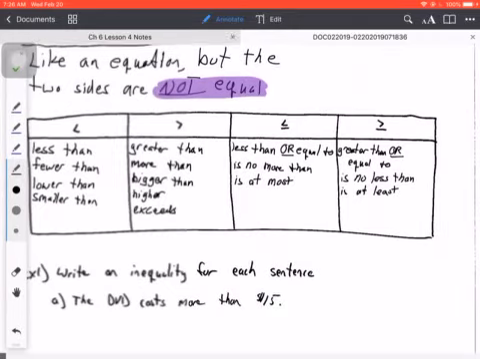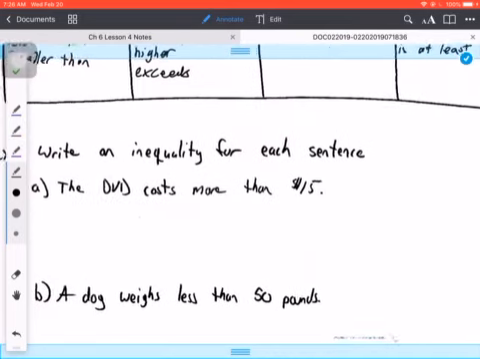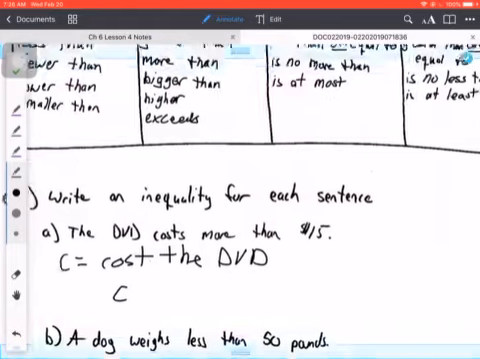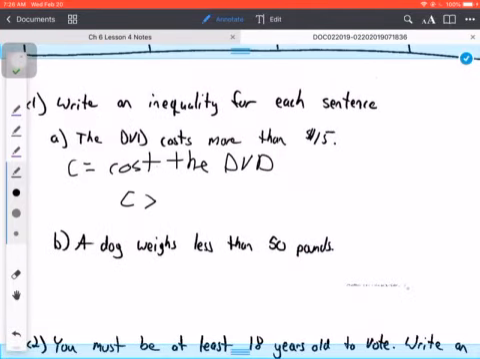Alright, so let's go through some examples here. It says write an inequality, and this is example 1, for each sentence. So for letter A, it says the DVD costs more than $15. So let's go C, we'll represent the cost of the DVD, which means we'd say that C, more than, is going to be using the greater than symbol, 15.